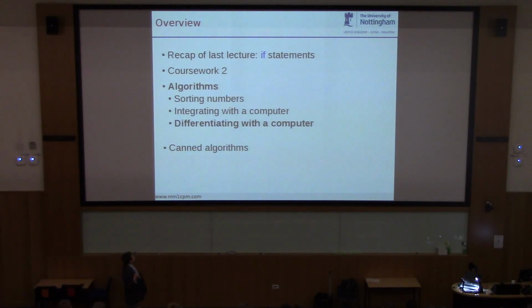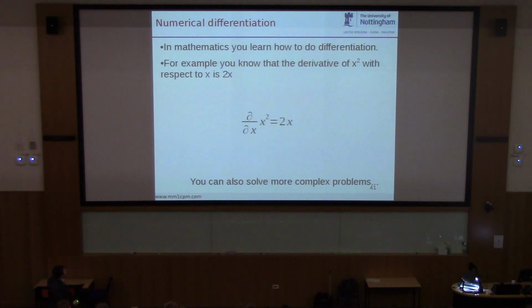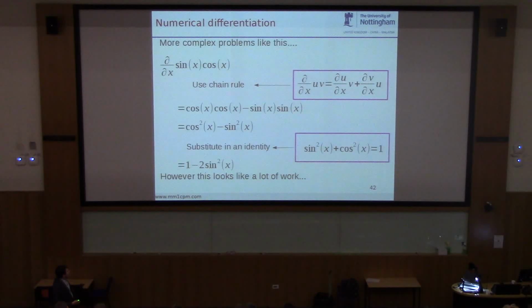So the final algorithm I want to teach you today, so we're 2/3 of the way through it, is on differentiating with a computer. So this will enable you to differentiate any function that anybody throws at you. If, for example, I threw at you x squared, what's the differential with respect to x of x squared? You'd go, oh, it's 2x. It's very easy, okay? But if I said to you, differentiate sine x times cos x, well, it's a little bit more work, and you do it with chain rule and things like that. And if you were set this in a maths exam, you'd be able to do it. It wouldn't be a problem at all.